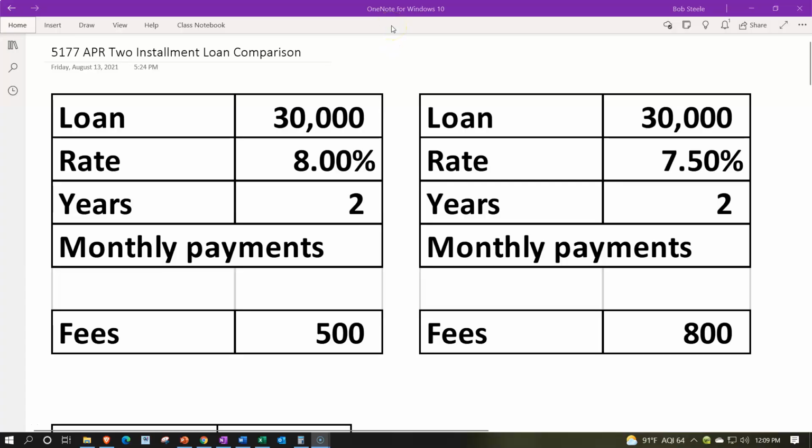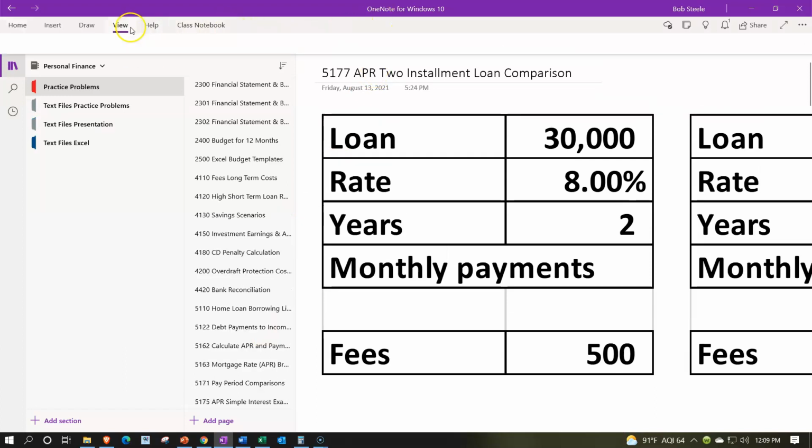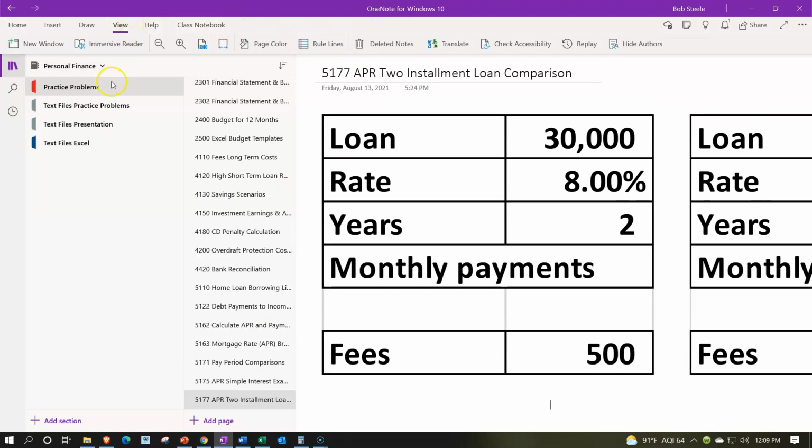If you have access to OneNote and would like to follow along, you're not required to, but if you would like to, we're in the icon on the left-hand side, the Practice Problem tab down in the 5177 APR to Installment Loan Comparison tab. Also note, when using OneNote, take a look at the Immersive Reader tool. Our presentations will also be in the text area with the same name, same number, but with transcripts. Transcripts that can be translated into multiple different languages and either listened to or read in them.